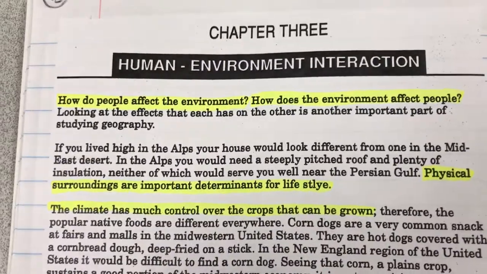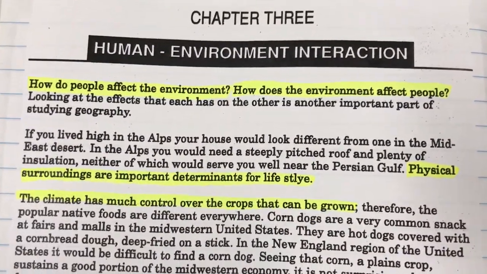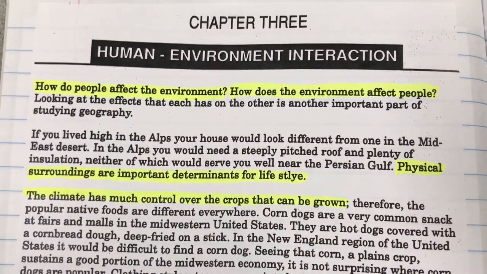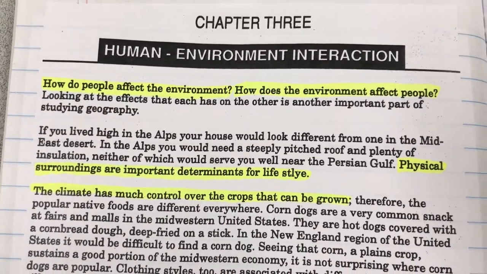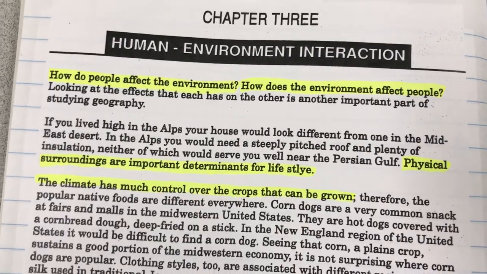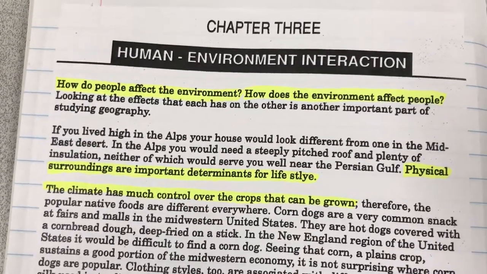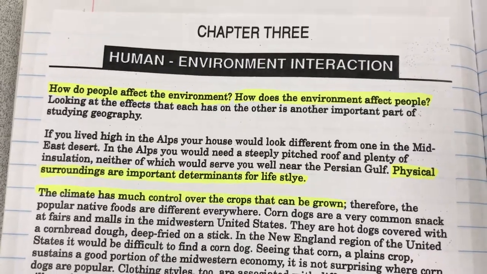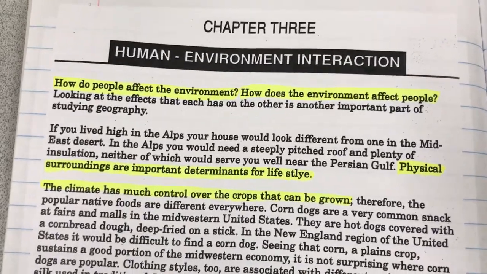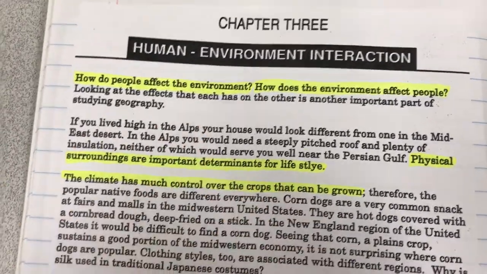So an example of this, if you lived high in the Alps, your house would look different from one in the Middle East desert. In the Alps, you would need a steeply pitched roof and plenty of insulation because it's very cold, neither of which would serve you well near the Persian Gulf, which is really warm. Physical surroundings are important determinants for lifestyle. Go ahead and highlight that too for me as well.